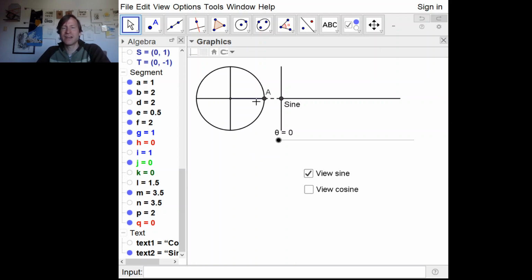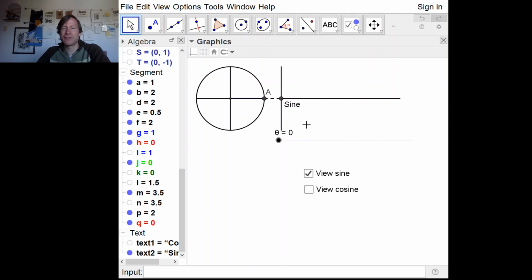So the way I have this diagram set up, there's an angle in the circle here. Right now it's 0, so you can't really see it. And as I change this angle by dragging this slider, this point will move around the circle to wherever the angle hits the circle.